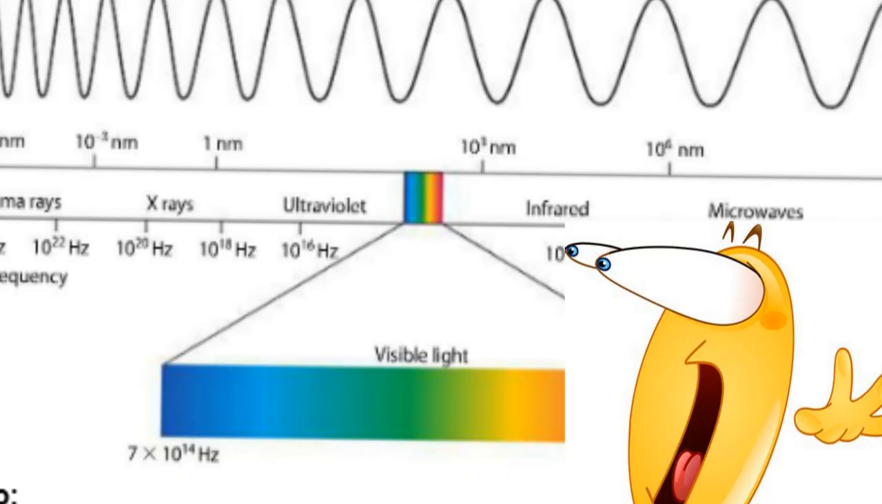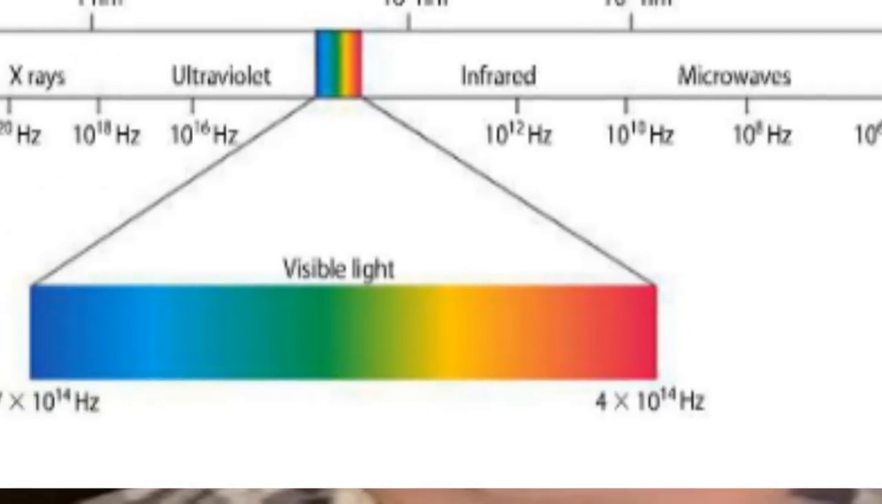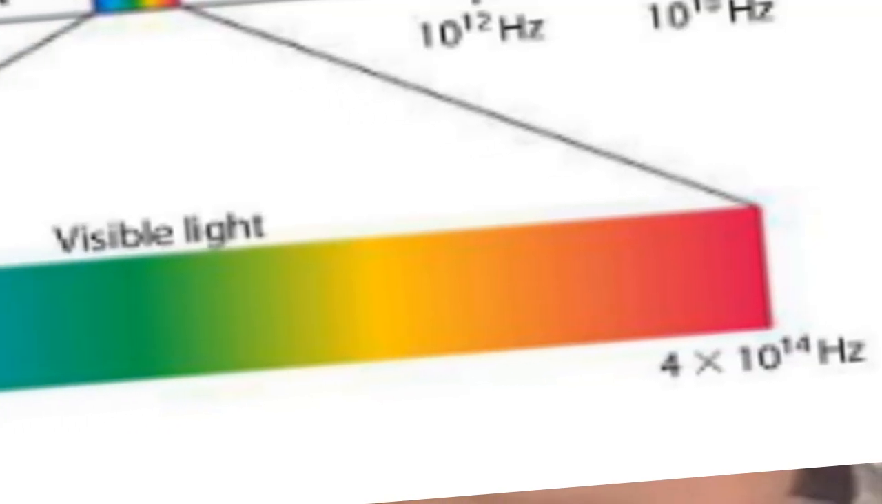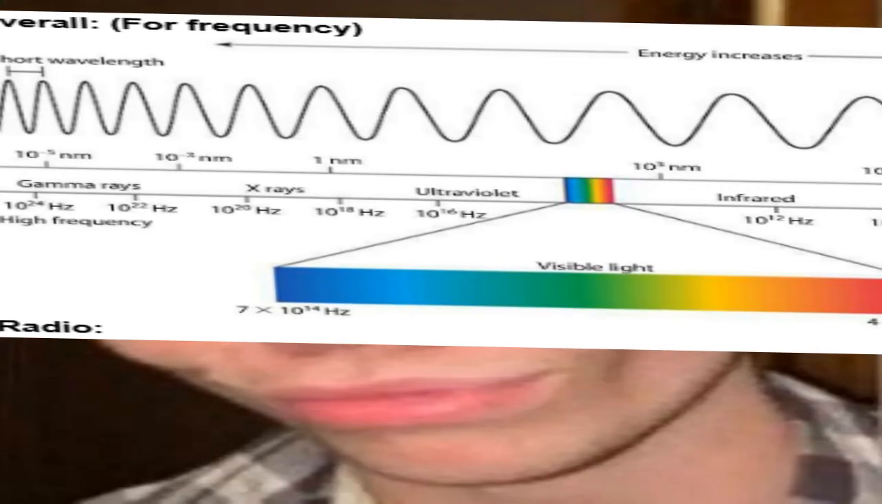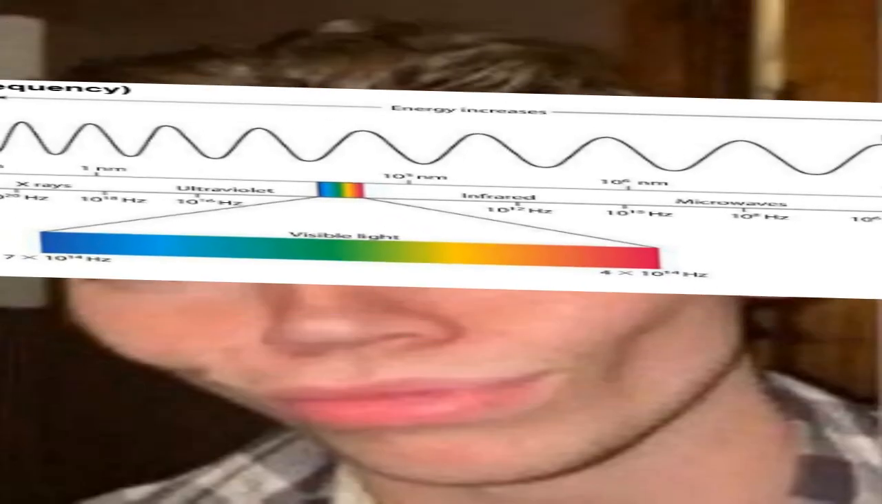Depending on the energy of the wave, you get a color ranging from red to violet. Red, orange, yellow, green, blue, indigo, and violet. Red is a longer wave with lower energy, but violet is a shorter wave with higher energy.